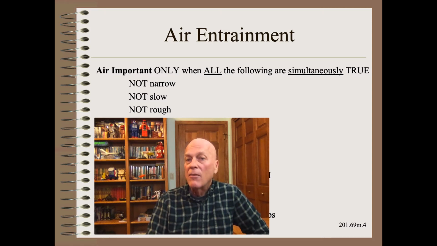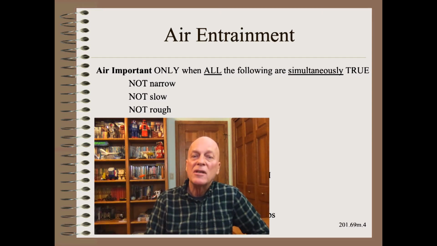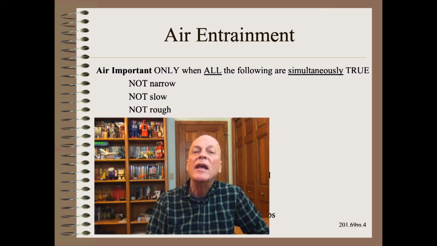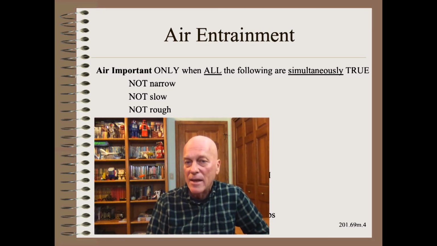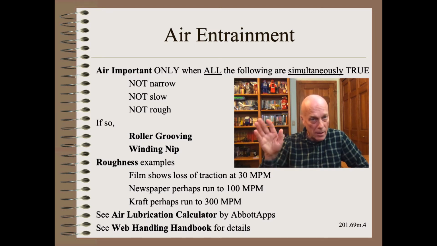Obviously, there are several factors here, and each is on a continuum. So let me just give you 3 examples of the interplay of roughness of webs and speeds. Film is usually quite smooth and can lose traction noticeably at, say, 30 meters per minute. Ordinary newsprint might be run and wound to at most 100 meters per minute without special roller grooving or winding dips. Kraft paper, such as for grocery sacks, is rougher still.